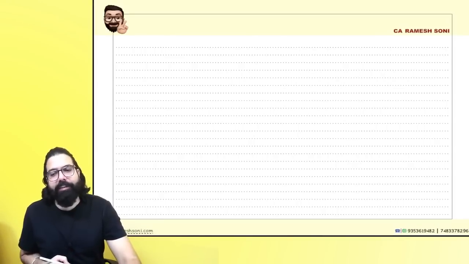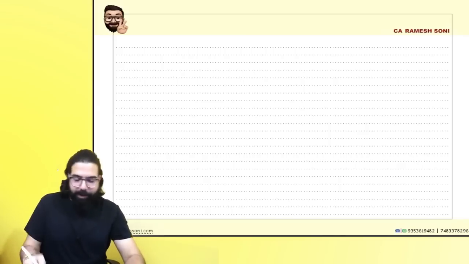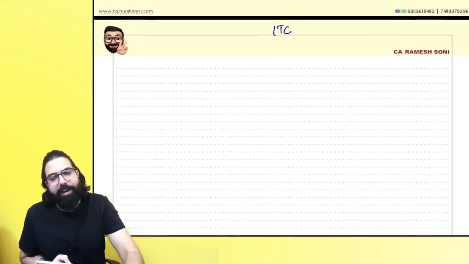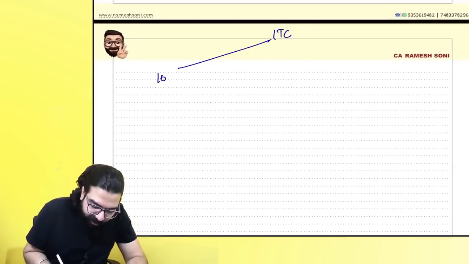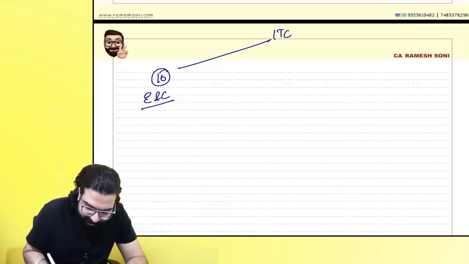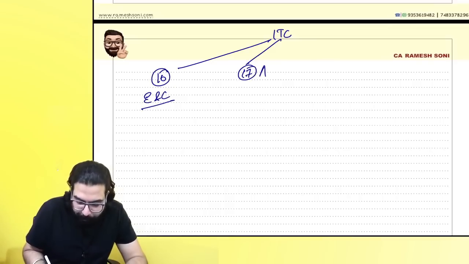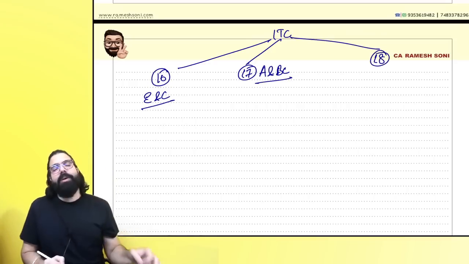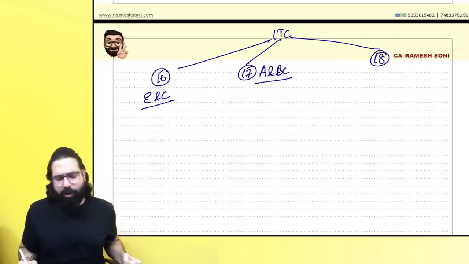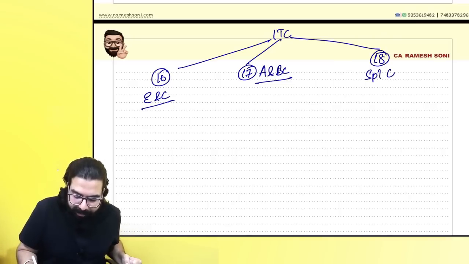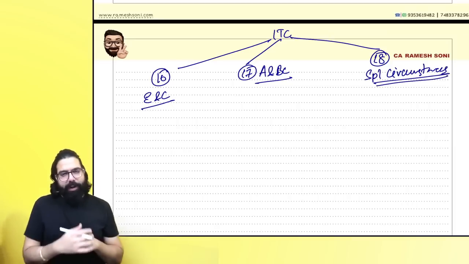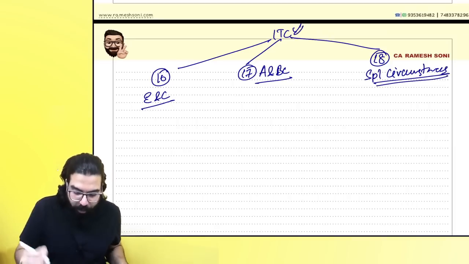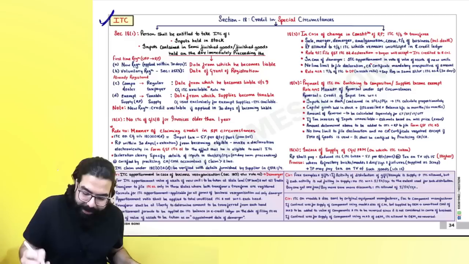We started learning the ITC chapter with section number 16, where we talked about eligibility and conditions. Then section 17 covered apportionment and blocked credit. Now we have section number 18, which talks about special circumstances when we can take the credit. Okay, sir. Chalo, let's go ahead and start section number 18.